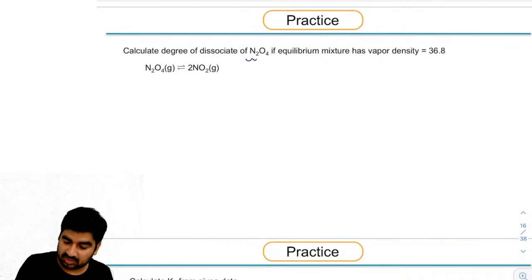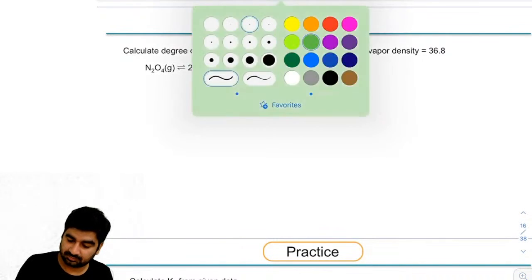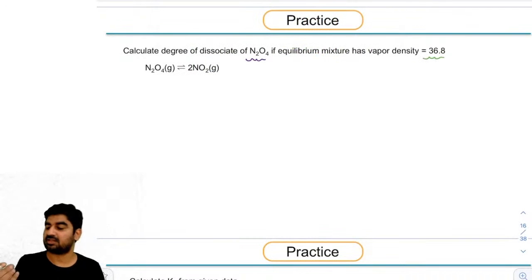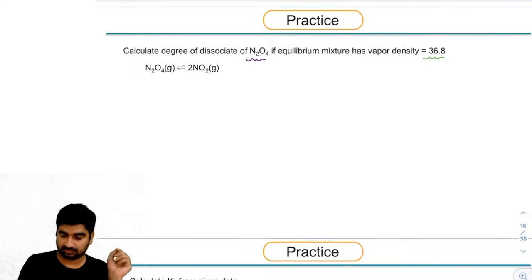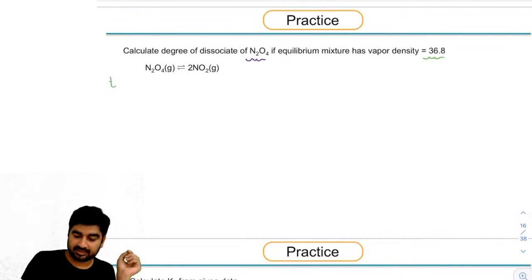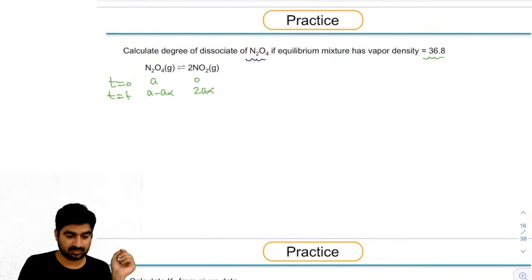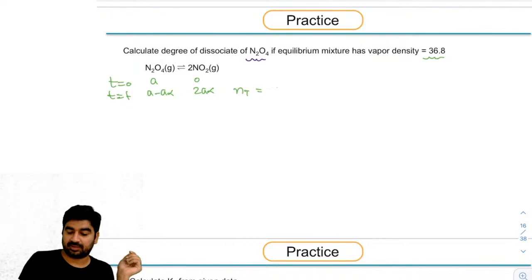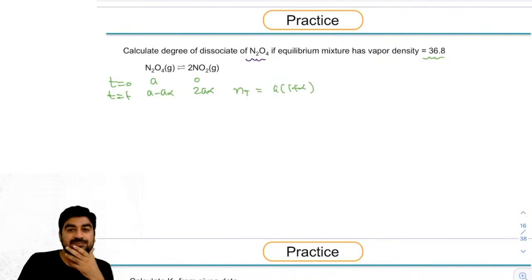Calculate the degree of dissociation of N2O4 when vapor density is given. At T equals 0, we have A moles of N2O4. At equilibrium it is A minus A alpha, and 2A alpha of NO2. So N total will be A into 1 plus alpha.